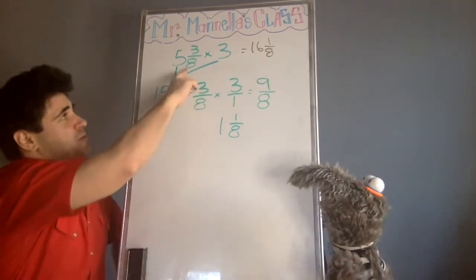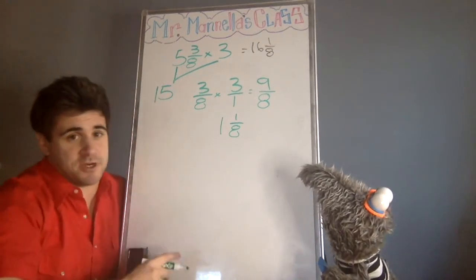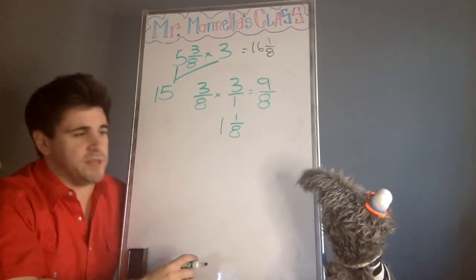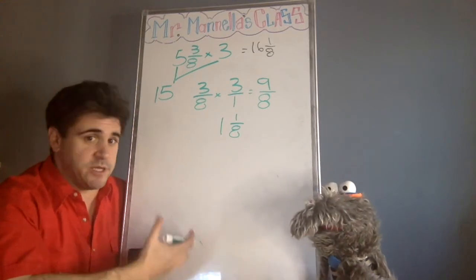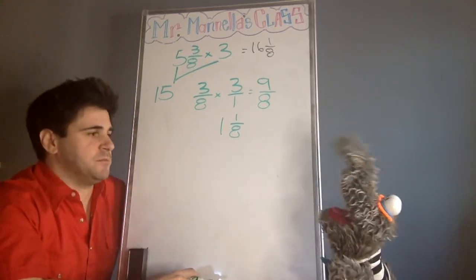So when the numerator is bigger, like when you're going to get something in a larger number, you might want to do it this way, so you don't have to deal with multiplying 3 times 43 like we did in the previous problem. But it's up to you.